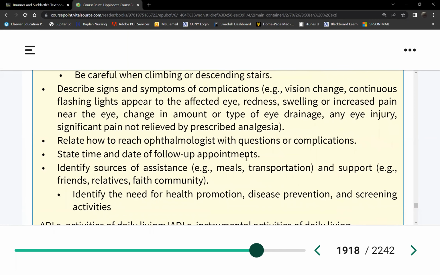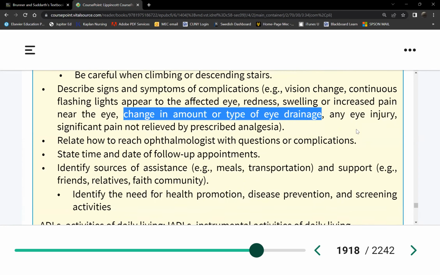Will there be some drainage? What type of drainage is normal? What do you think is normal drainage? What do you have in the morning, let's say when you wake up? What color is that? White or yellow, right? Now, what if it's brown or orange? Is that normal? No. Should we report that? What about pus? Yes, purulent.